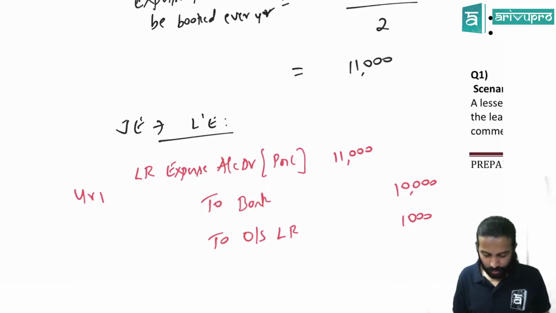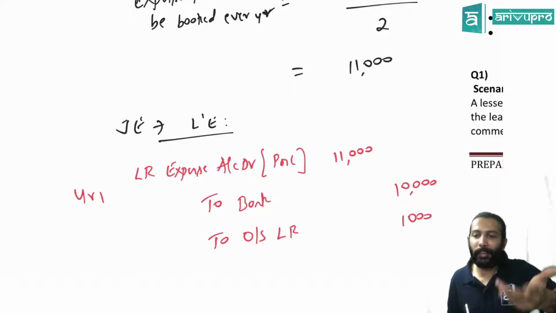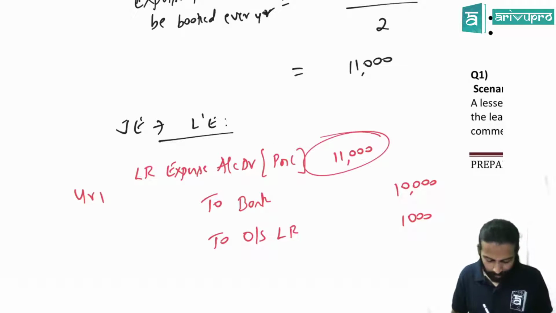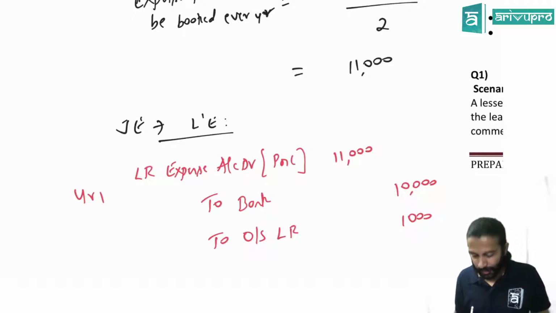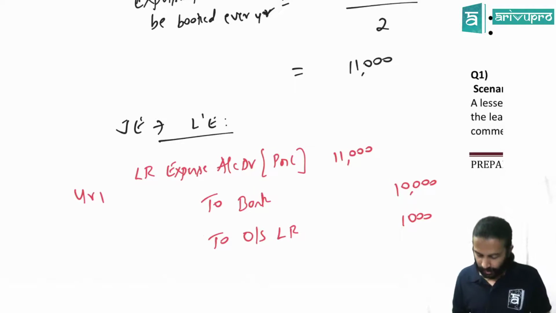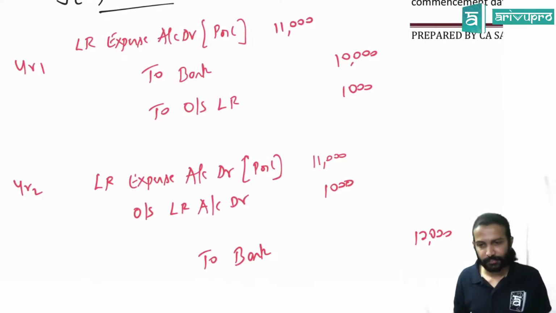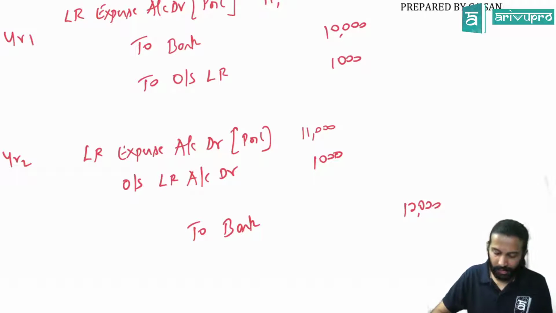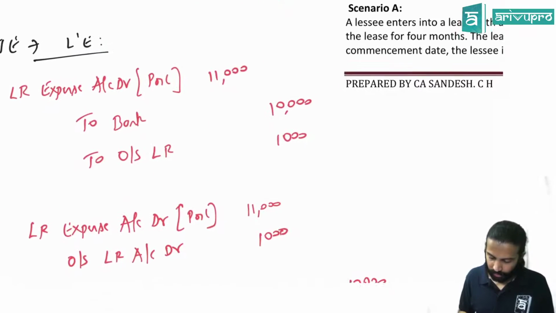If this is supposed to be 8,000, then the journal entry will have lease rental expense of 8,000, but you are paying 10,000. So you will treat the difference as a prepaid lease expense. The journal entry will be LR expense account debit 8,000, prepaid expense account debit 2,000, to bank account 10,000. Correct? Next year it will be adjusted accordingly. That prepaid will get adjusted in the next year. That's what we mean by prepayment or outstanding expense. Easy now? Okay. Move on to the next one.